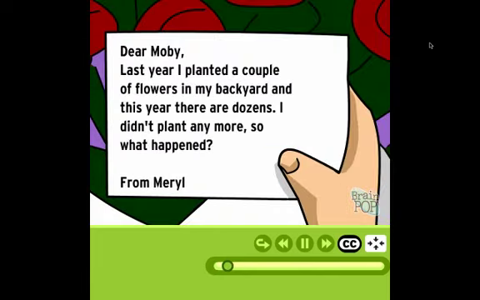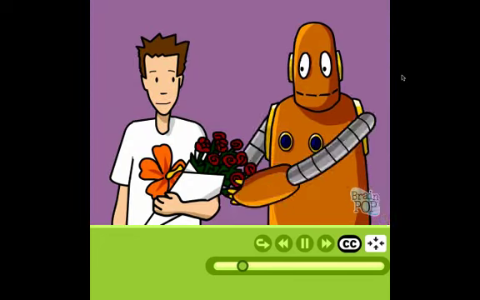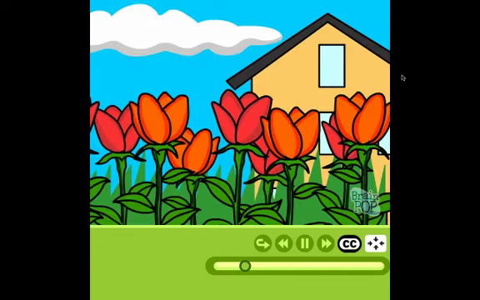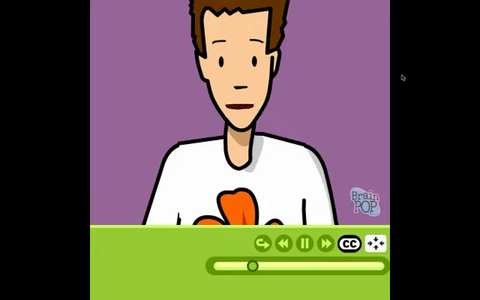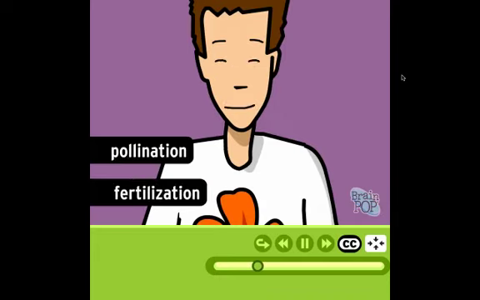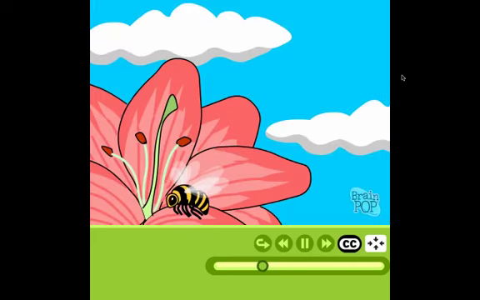Huh. Dear Moby, last year I planted a couple of flowers in my backyard, and this year there are dozens. I didn't plant any more, so what happened? From Merrill. Hey, why is this only addressed to you? All those new flowers that popped up grew from seeds that came out of the original few. There's a whole lot that goes on before you even get a seed. Flowers reproduce by pollination and then fertilization. I guess it's time for that little talk about the birds and the bees.